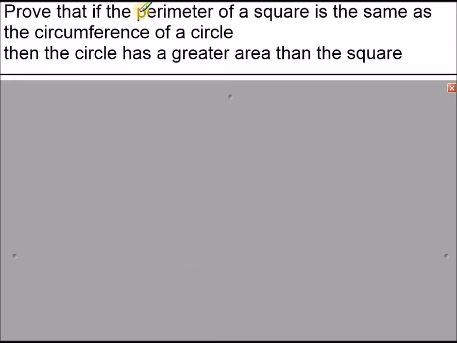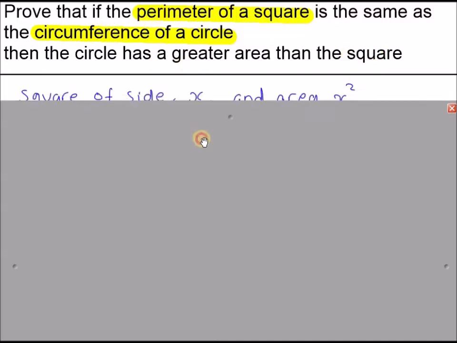So we have to prove that if the perimeter of a square is the same as the circumference of a circle, then the circle has a greater area than the square. So we first look at perimeter and circumference here, and then we look at the areas afterwards.